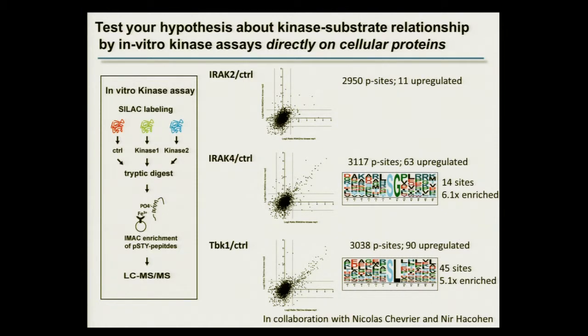In a study that we did together with Nicolas Chevrier and Nir Hacohen, you can see that we analyzed IRAK2, IRAK4, and TBK1. IRAK2 was not active in this assay, but IRAK4 and TBK1 were. So you can see all of those upregulated phosphosites due to kinase incubation. If you look at TBK1, among the 90 upregulated phosphopeptides, 45 had a serine-leucine motif. So we can say that TBK1 is really specific for leucine in the +1 position.